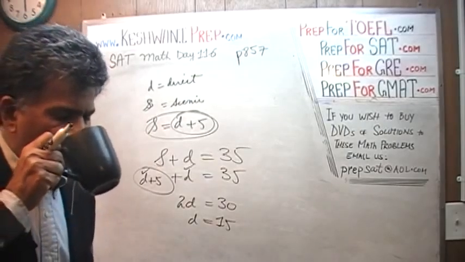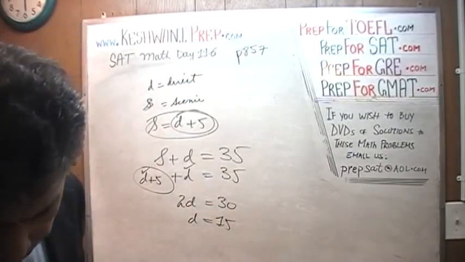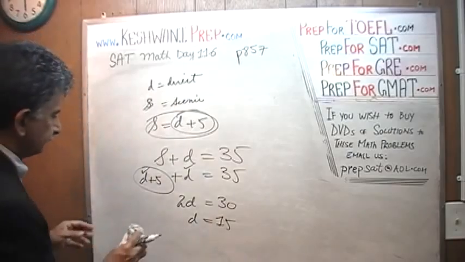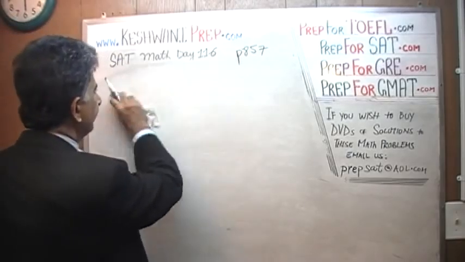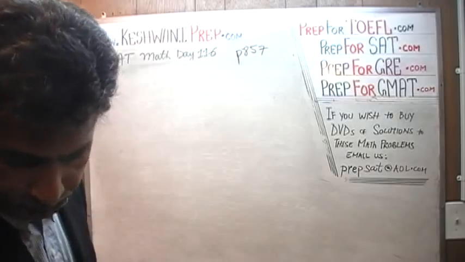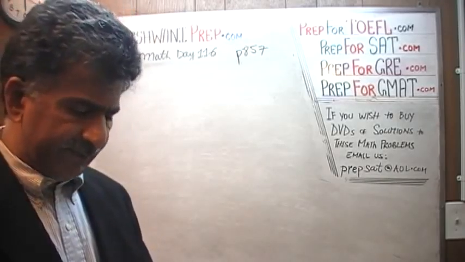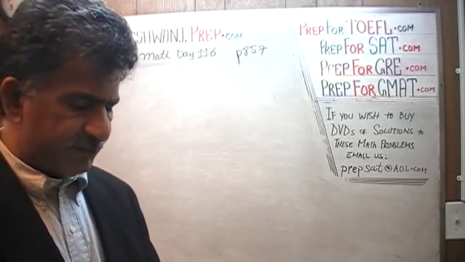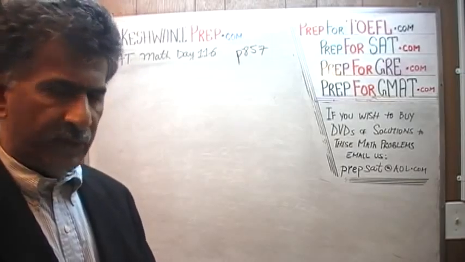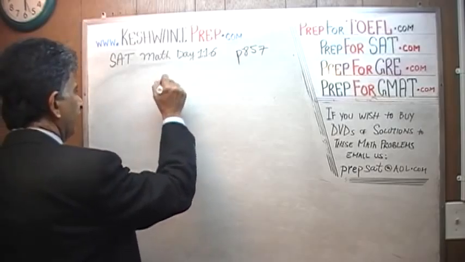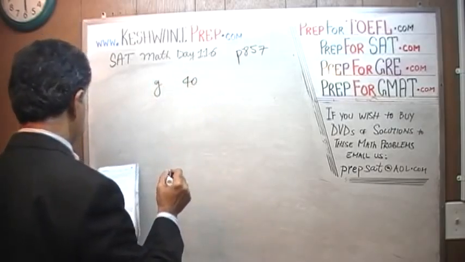Number 5. Problem number 5. A complete cycle of traffic light takes 80 seconds. During each cycle, the light is green for 40 seconds. So it remains green for 40 seconds.